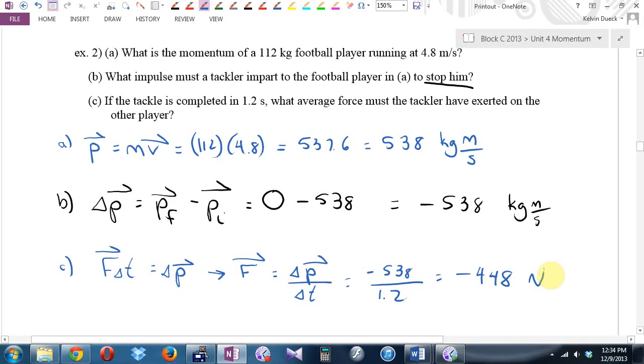In any tackle, the final momentum is always going to be what? Think about it. Just like in any car accident, the final momentum is always going to be 0, because the guy comes to a stop, right? So I'm kind of stuck with this.